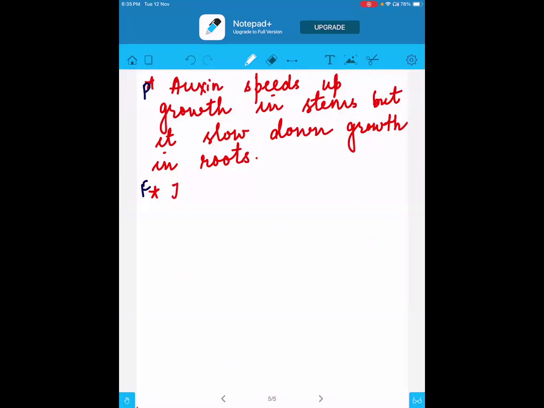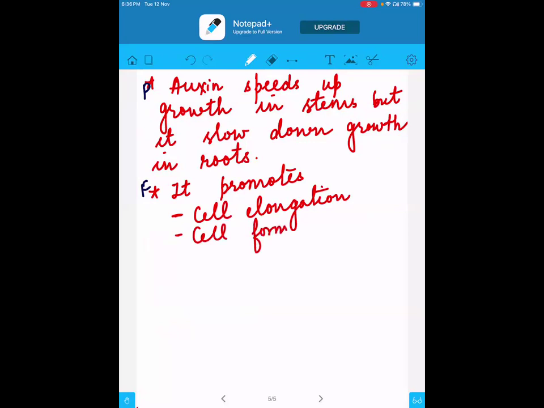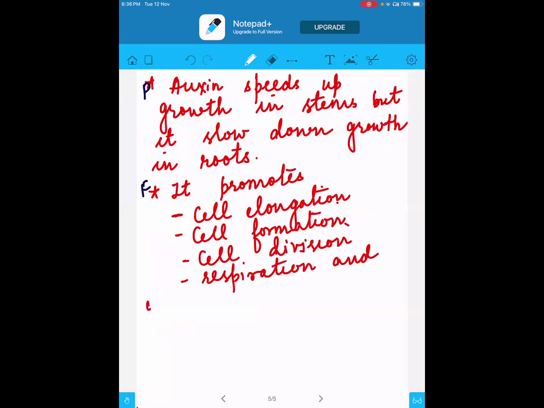Now the next function is, it promotes. Now I'll write here all what they promote. Cell elongation, as already mentioned. Cell elongation, cell formation, cell division, then respiration in the plants, and also other physiological processes. Now, what are the physiological processes?